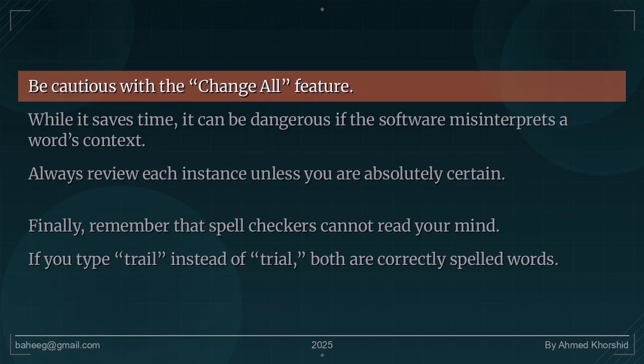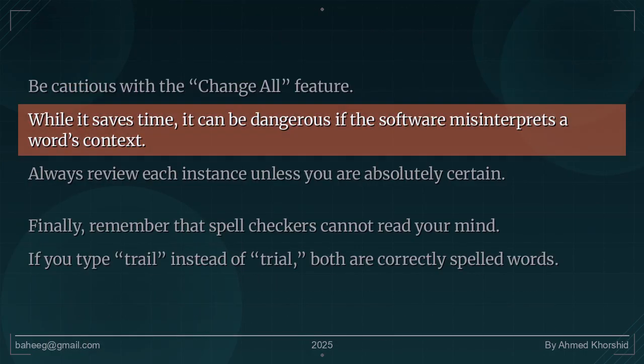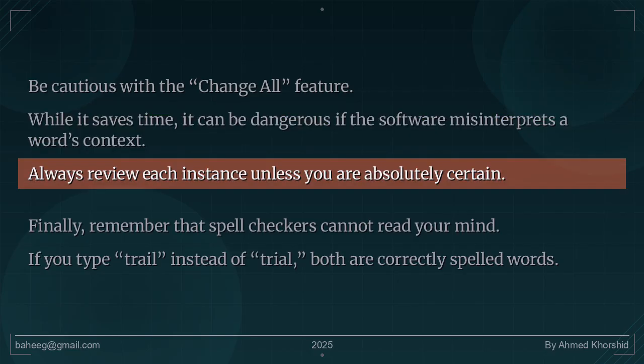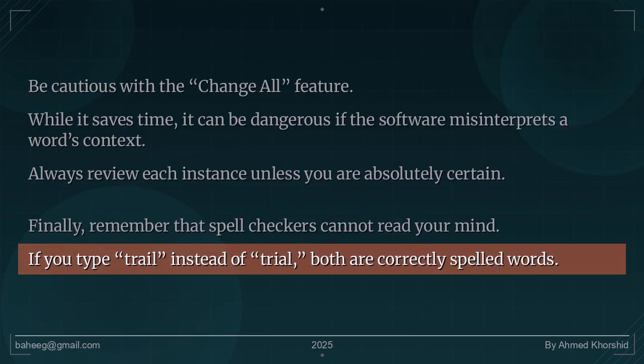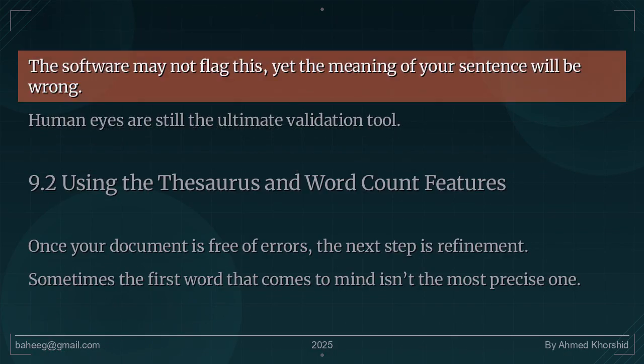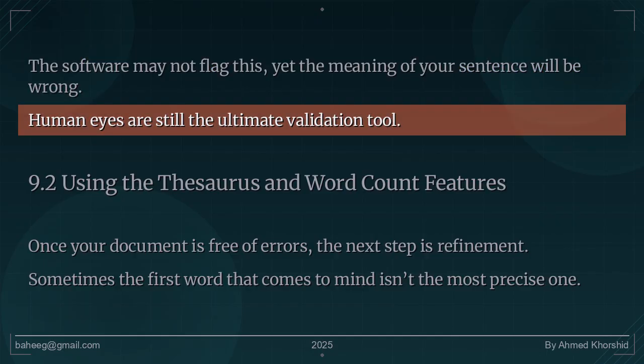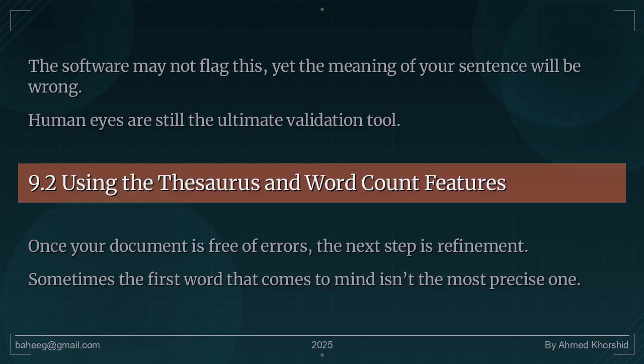Be cautious with the Change All feature. While it saves time, it can be dangerous if the software misinterprets a word's context. Always review each instance unless you are absolutely certain. Finally, remember that spell checkers cannot read your mind. If you type trail instead of trial, both are correctly spelled words. The software may not flag this, yet the meaning of your sentence will be wrong. Human eyes are still the ultimate validation tool.